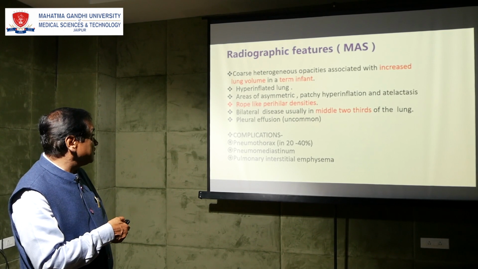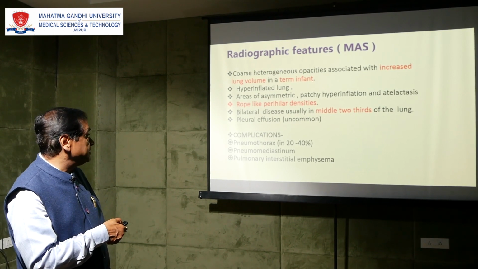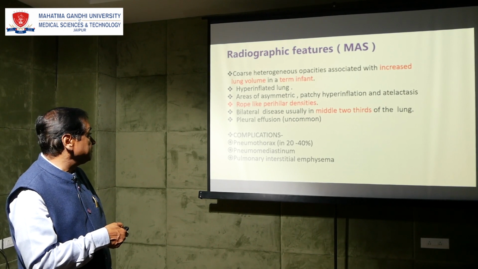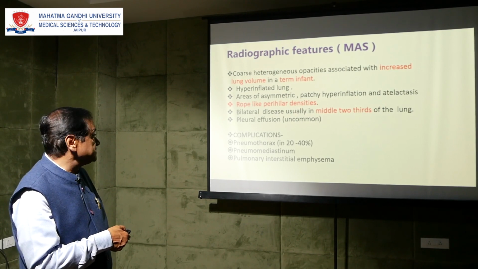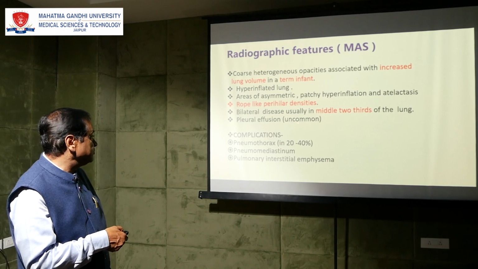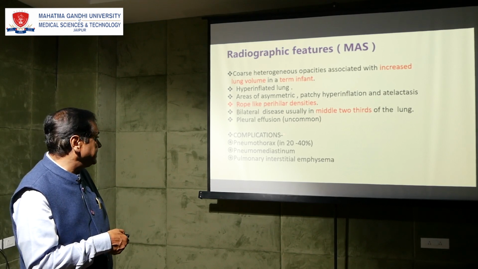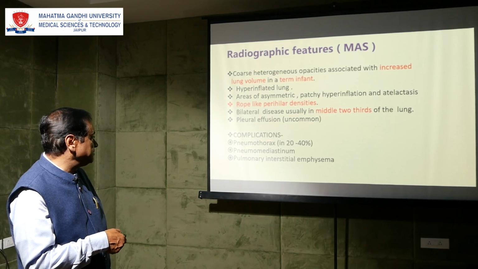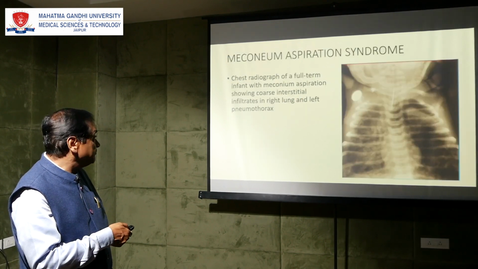On the X-ray, what we find is increased lung volume in the term infant, a hyperinflated lung, areas of asymmetric patchy hyperinflation, rope-like perihilar opacities, and bilateral disease seen in the middle two-thirds of the lung. Pleural effusion may be seen, but it is very rare. Complications are pneumothorax, pneumomediastinum, and pulmonary interstitial emphysema.